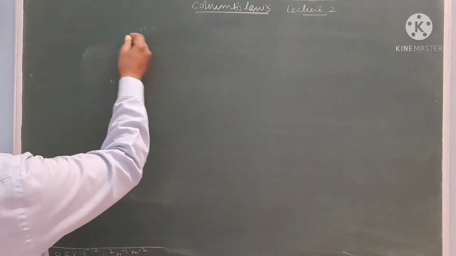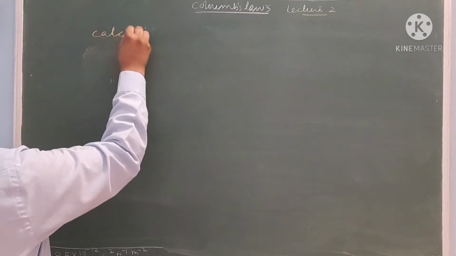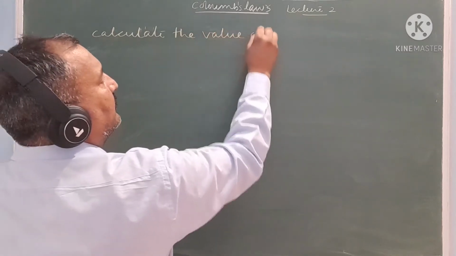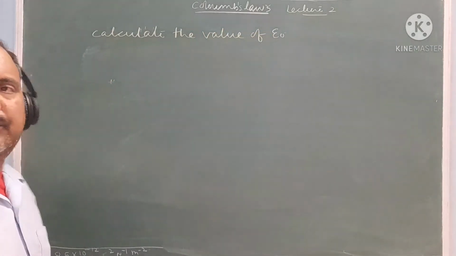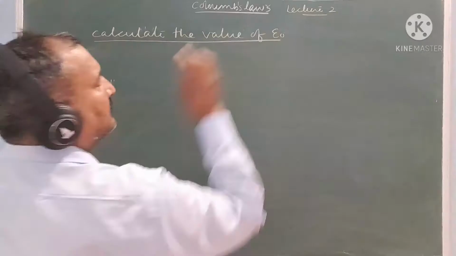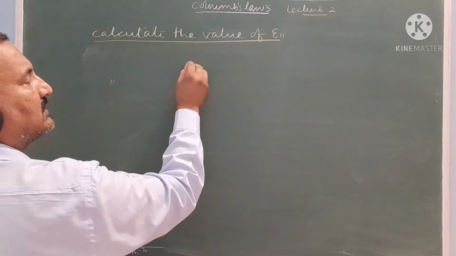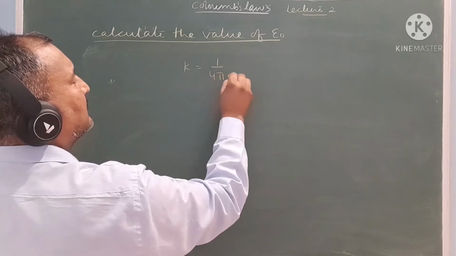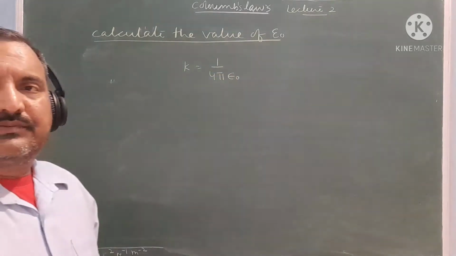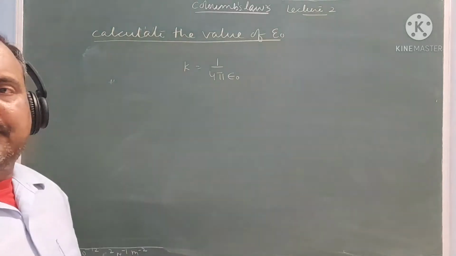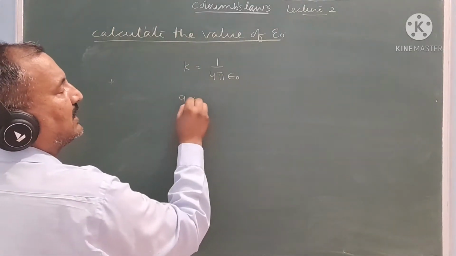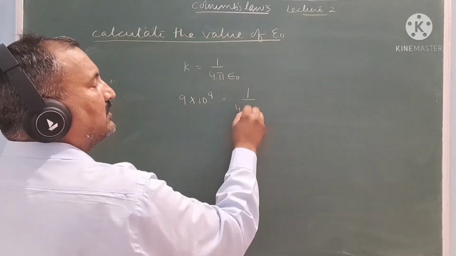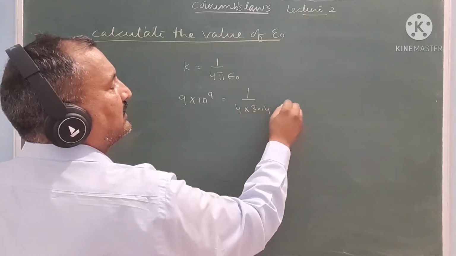Now calculate the value of epsilon 0. What is force? What is K? K is equal to 1 upon 4 pi epsilon 0. And everybody knows what is the value of K. The value of K is equal to 9 into 10 raised to 9 is equal to 1 upon 4 into 3.14 epsilon 0.